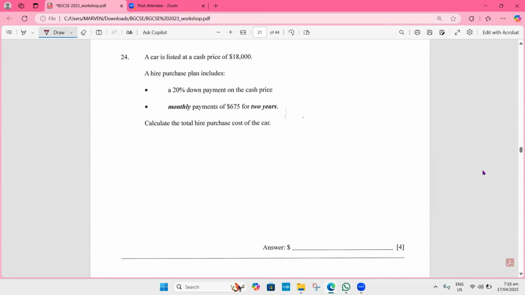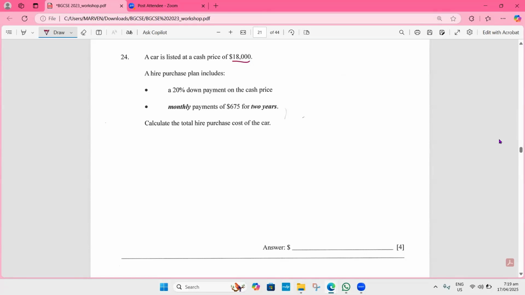Number 24: a car is listed at a cash price of 18,000. The hire purchase plan includes a 20% down payment on the cash price, and monthly payments of 675 for 2 years. Calculate the total hire purchase cost of the car. So again, we have $18,000 for the cash price, and the hire purchase is a 20% down payment of the cash price and a monthly payment of 675 for 2 years.